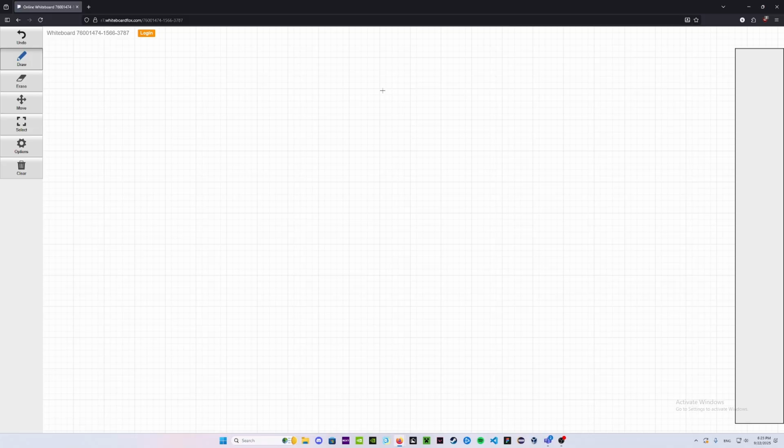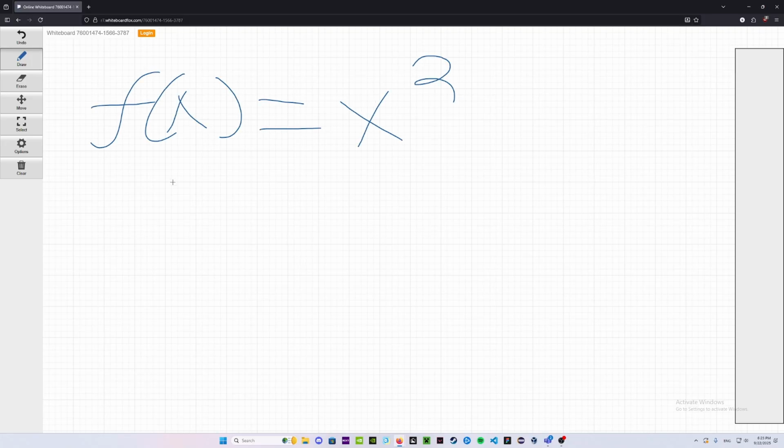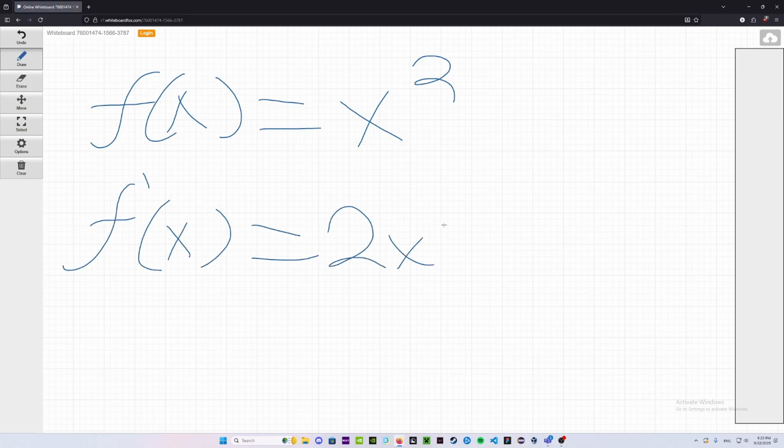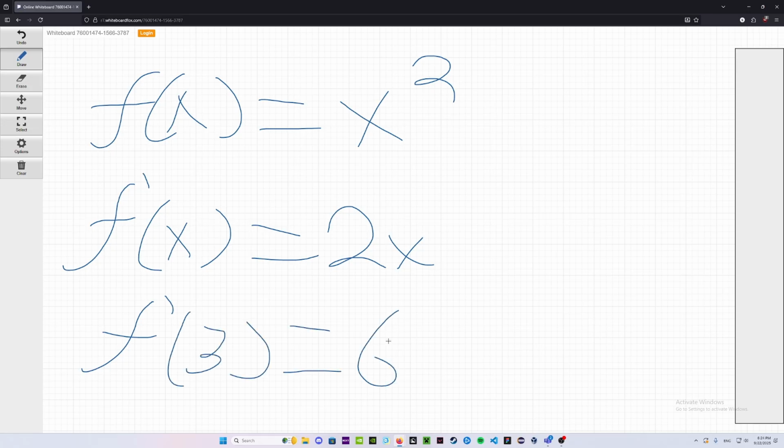How do derivatives tie into this? Well, I'll use f of x equals x squared. We know f prime of x equals 2x, right? And with this, let's find when x equals 3. The derivative at x equals 3 is going to be 6.